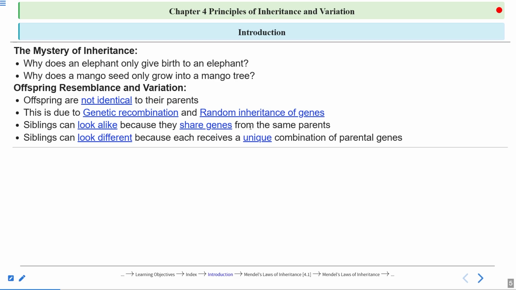Now, siblings can look different also because each sibling receives a unique combination of parental genes. Okay, so siblings can look alike, but they are different also. Why are they different? Because they receive a unique combination of parental genes.